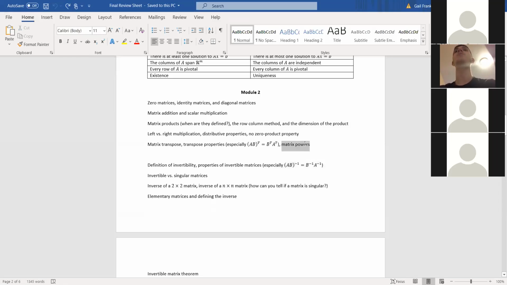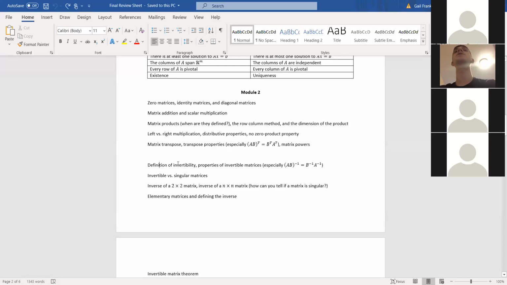And then, yeah, matrix powers, just multiplying a matrix by itself. So invertibility: first of all, matrices have to be square to be invertible. There are rectangular versions, but that's beyond the scope of this course, as Dr. Mayer likes to say in the lectures.